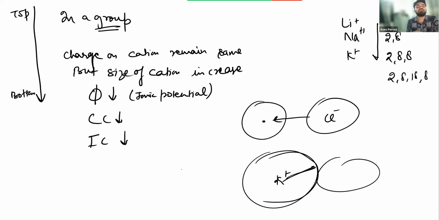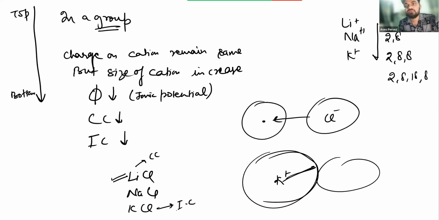So if I ask which is going to form the more covalent compound, lithium chloride, sodium chloride, or potassium chloride? You know the smallest in size is more covalent. And which is going to form more ionic? The opposite of this one, this is going to form more ionic. Understood? Yes. And what are the applications of ionic potential? Let me explain you.